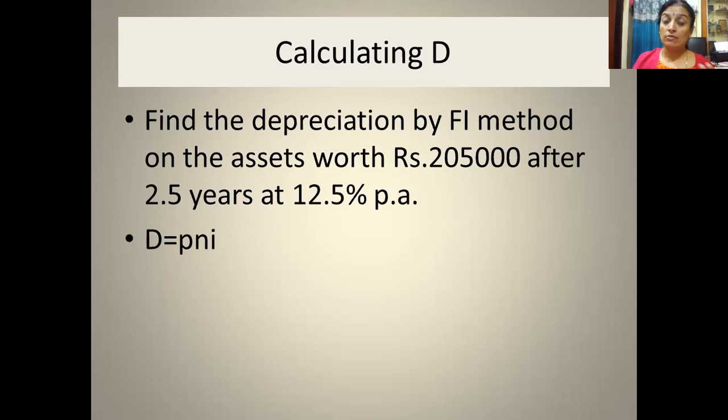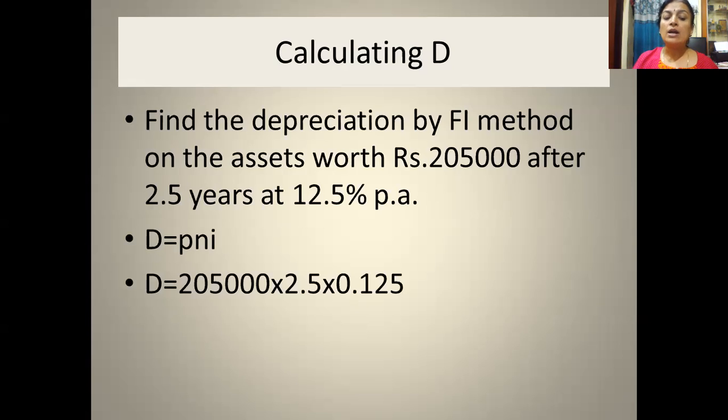So let us first write the formula. D is equal to PNI is the formula. Here D is not known, we have to calculate. P is given, that is 2,05,000. N is 2.5 years and I is 0.125. Now we have to multiply all these three and we will get the depreciation as 64,062 rupees 0.5. This is nothing but the depreciation.